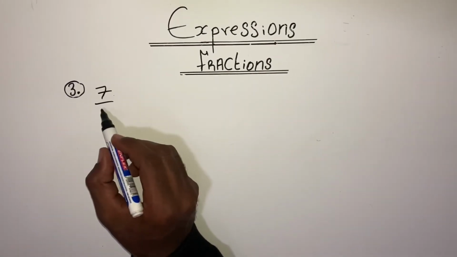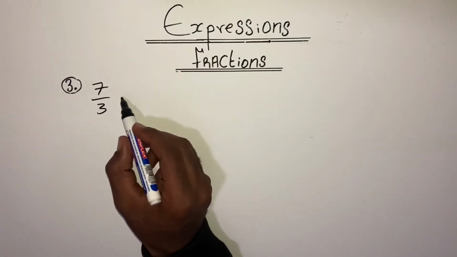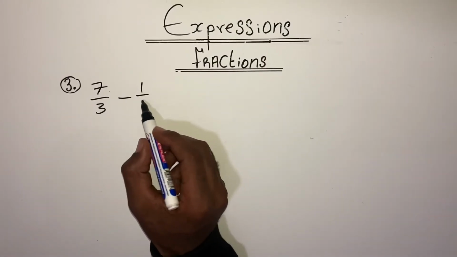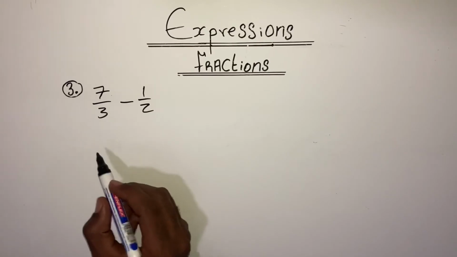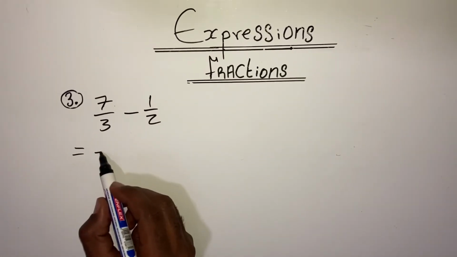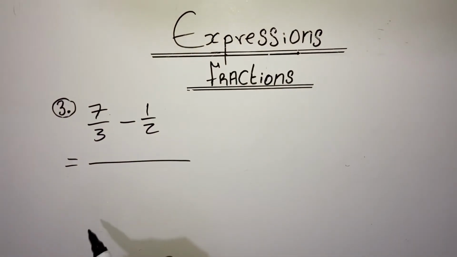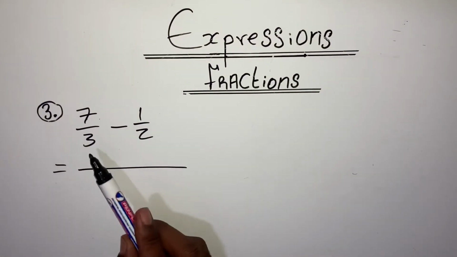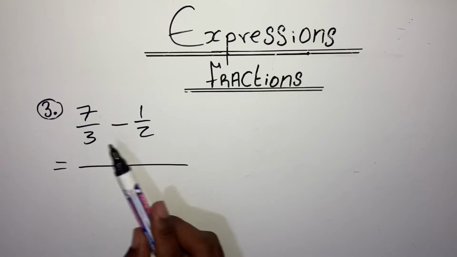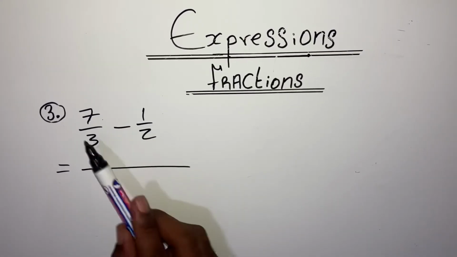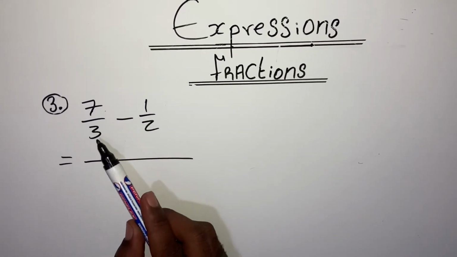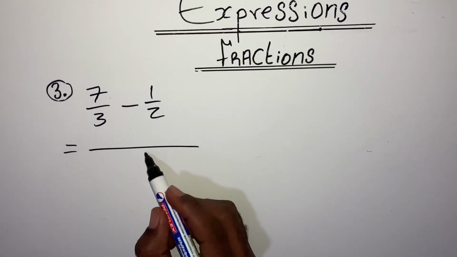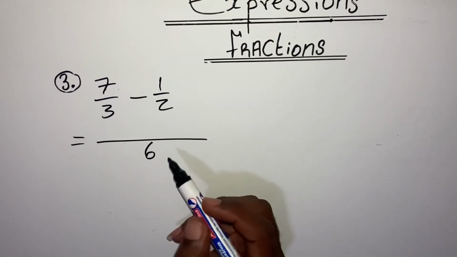Our third sum is 7 over 3 minus 1 over 2. Then we go on to find our LCD, where we multiply our denominators for the two fractions, which is 3 times 2, we get 6.